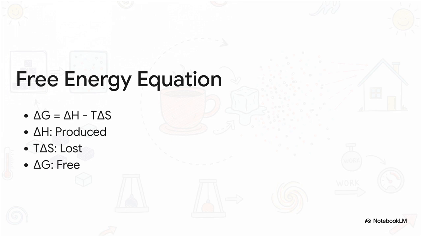Think of it exactly like a paycheck. Delta H is your gross income. T times delta S, that's the universe's unavoidable entropy tax. Delta G is your take-home pay. It's the energy actually free and available to power a car engine, a lithium battery, or your own body cells.